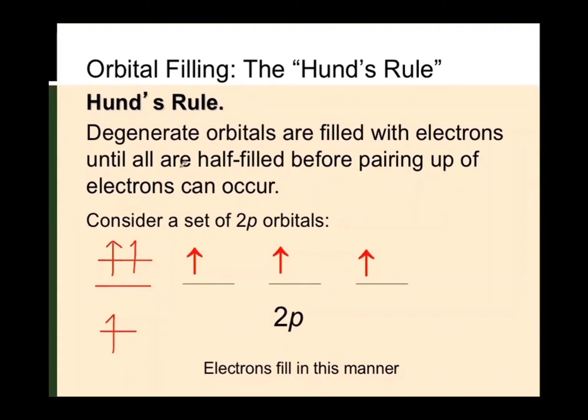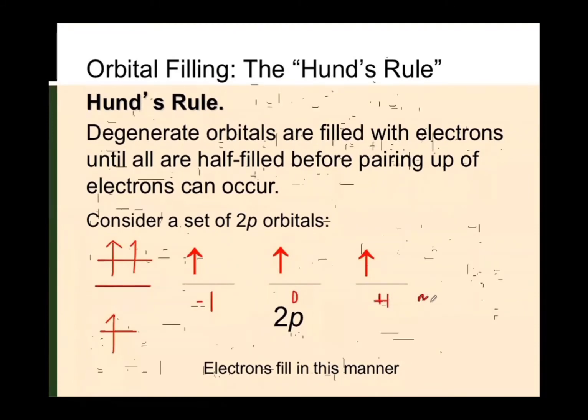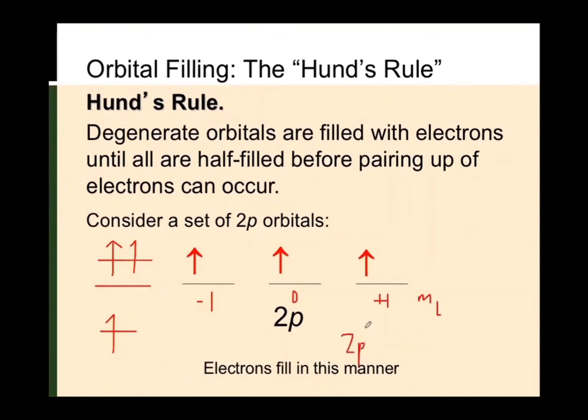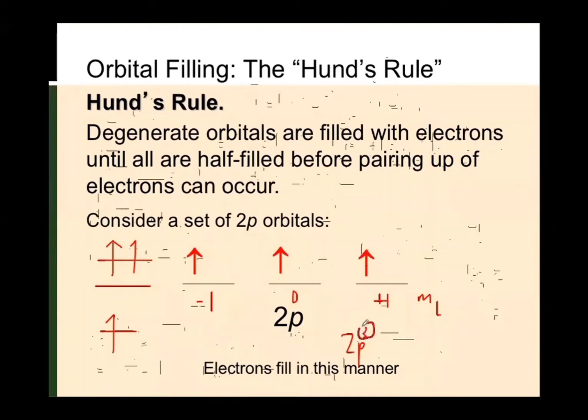So degenerate orbitals are filled with electrons until all are half filled before pairing up of electrons can occur. So here we have 2p orbitals. We have the -1, the 0, and the +1. Those are our ML values. Right now we have half filled, so we have what is called 2p3. This superscript here is indicating that we have 1, 2, 3 electrons.